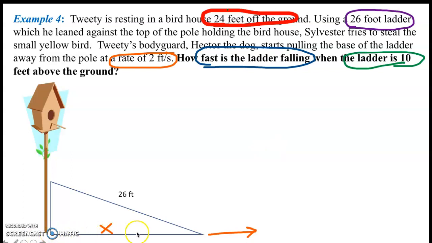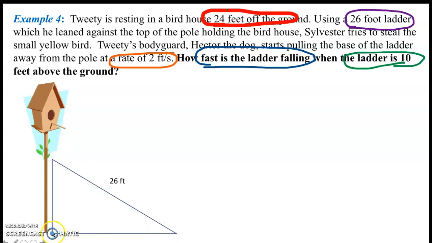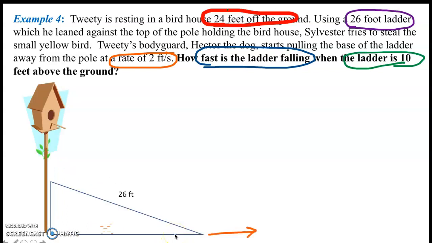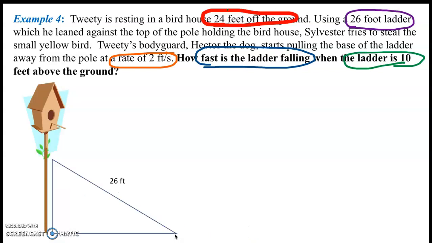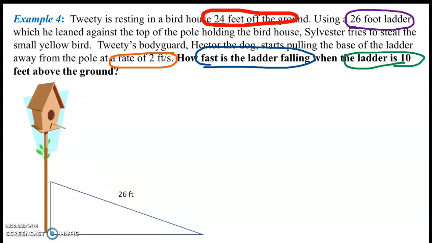I labeled this with a variable x because notice, the distance between the bottom of the pole and the bottom of the ladder is definitely changing. Now, what about the distance between the top of the pole and the bottom of the pole, or the top of the pole and the ground? As we pull the ladder away, that also is changing. So the only thing in the triangle that isn't changing is the length of the hypotenuse. It stays at 26 feet.